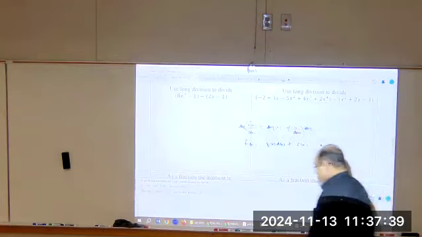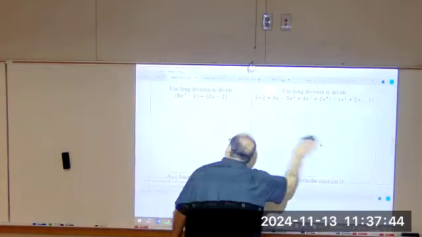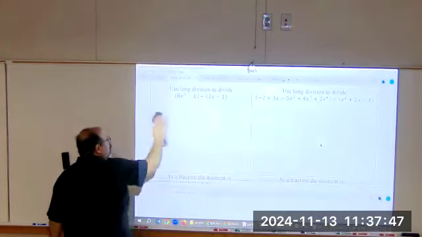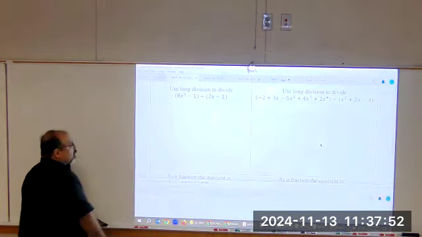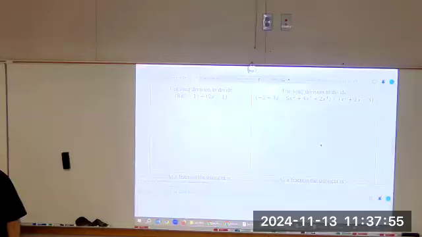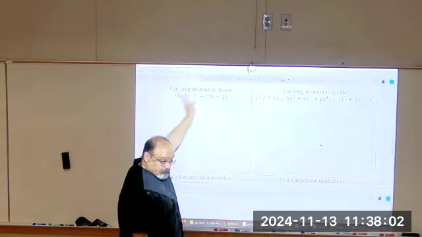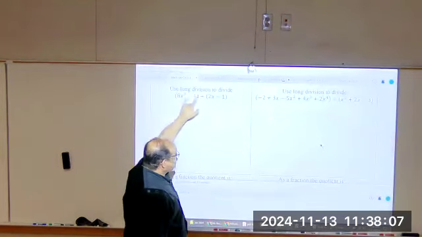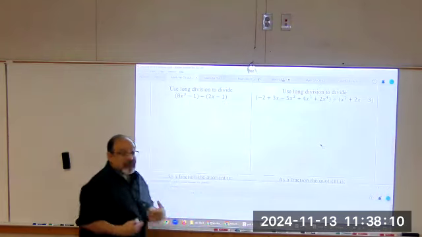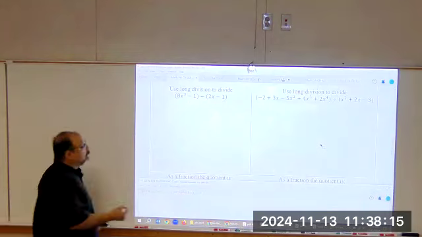So the first one, 8x to the third minus 1 is being divided by 2x minus 1. Is everything in the right order? Are all the powers written from biggest to smallest? Yeah. That's an x to the third, and that's an x to the zero. We're missing something. So it's written in the right order, both of them, but we're missing something. We need placeholders. It's not going to work unless you have placeholders, and here's why.